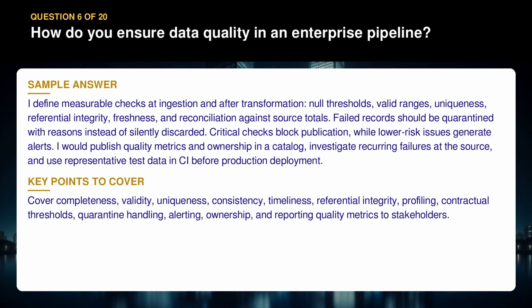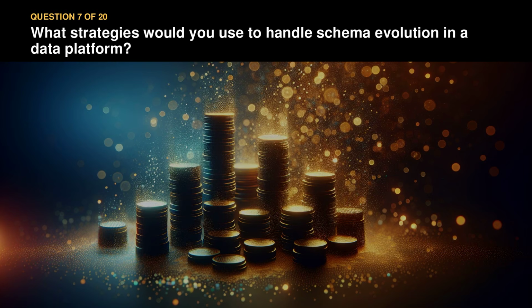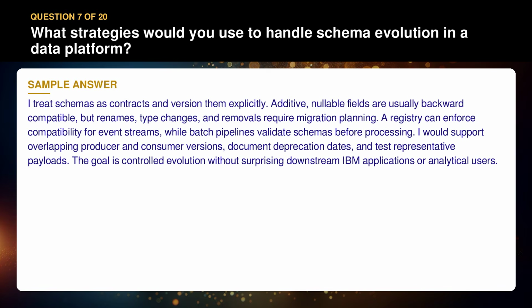Question 7. What strategies would you use to handle schema evolution in a data platform? I treat schemas as contracts and version them explicitly. Additive, nullable fields are usually backward compatible, but renames, type changes, and removals require migration planning. A registry can enforce compatibility for event streams, while batch pipelines validate schemas before processing.